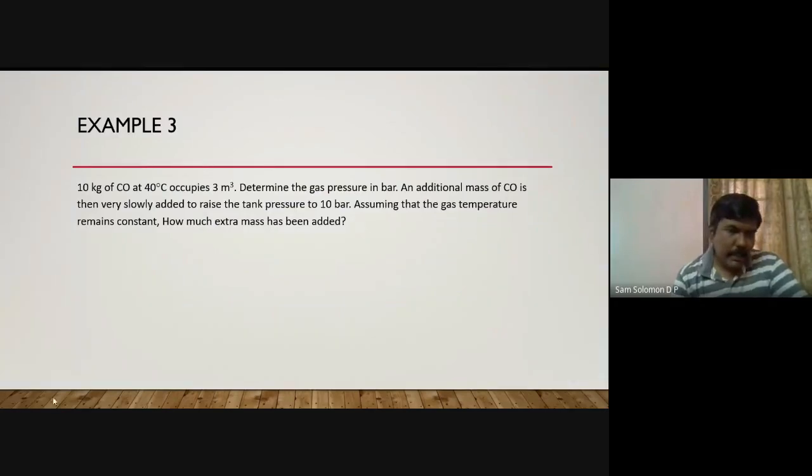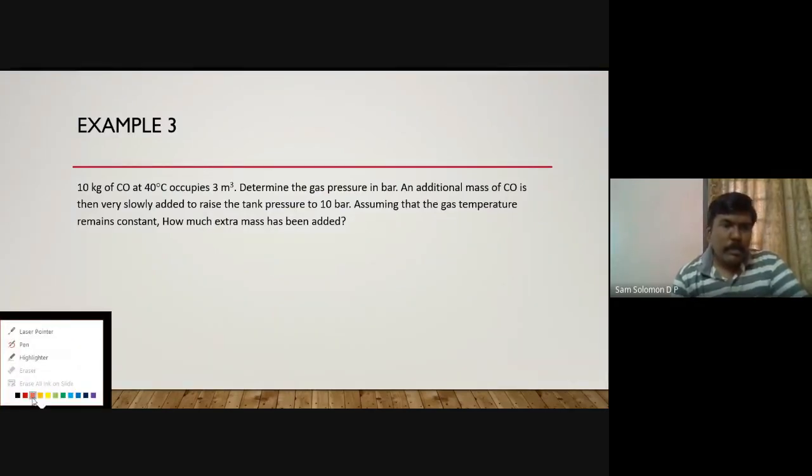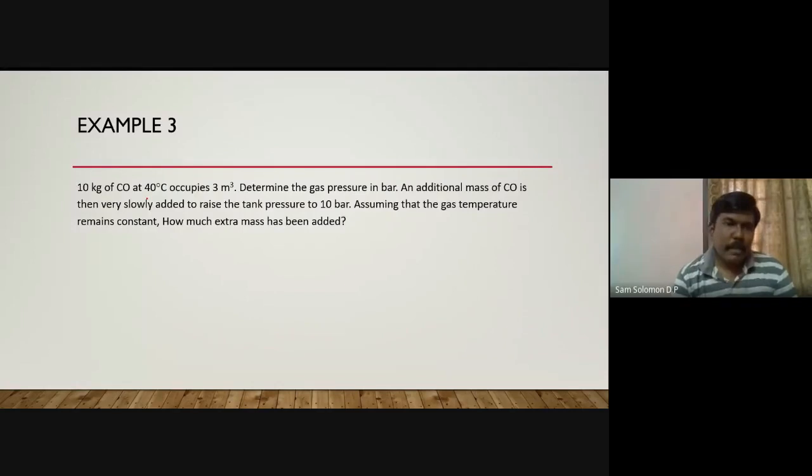One thing is they have given you the initial mass. So this is your M1, which happens to be 10 kilogram. And this is your T1, which is 40 degrees centigrade. And this 3 meter cube is your initial volume. They want us to find the gas pressure in bar, which means they are asking us to estimate the value of pressure P1. So this is the first question. What is the value of pressure P1?